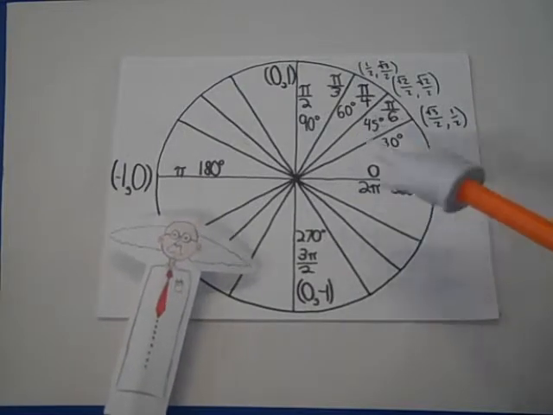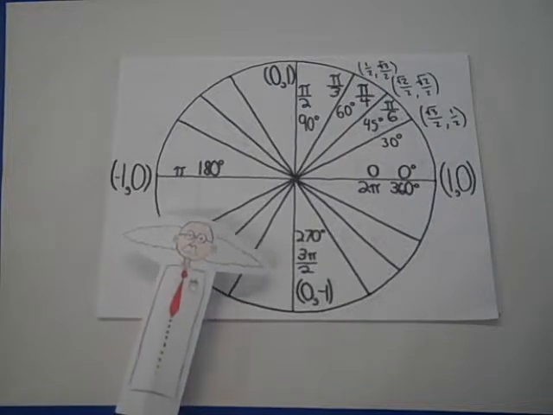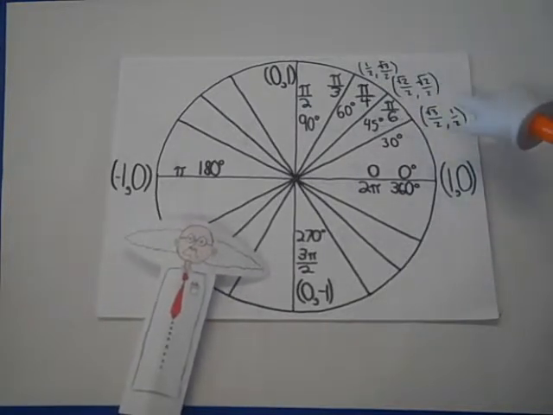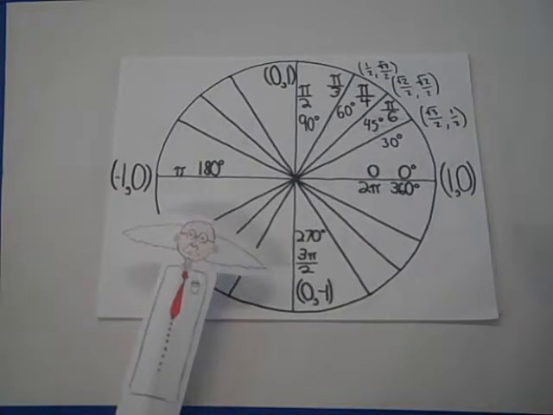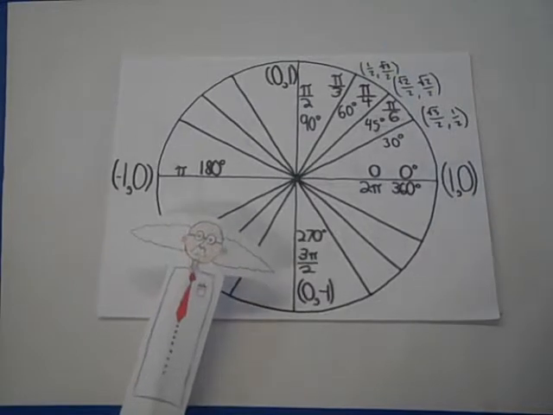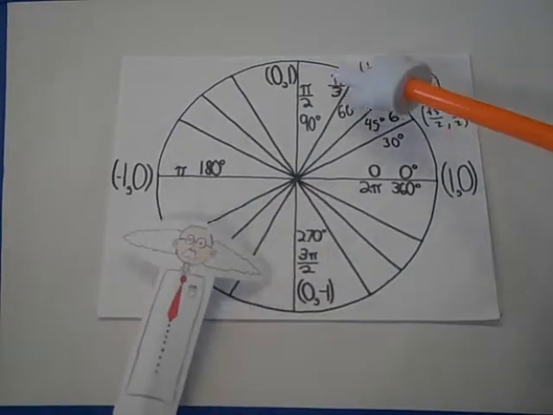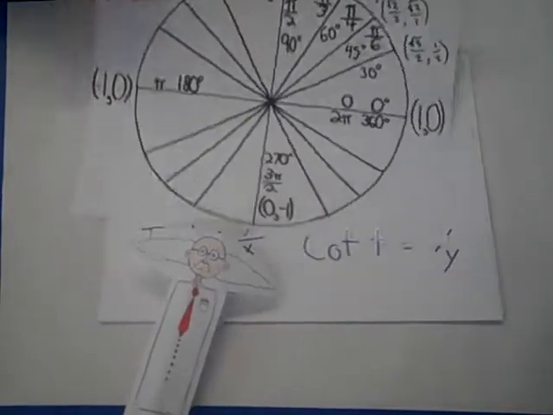Some of the key points on a unit circle are represented by pi over 6, which corresponds to 30 degrees and the coordinate (root 3 over 2, 1 half); pi over 4, which corresponds to 45 degrees and the coordinate (root 2 over 2, root 2 over 2); and pi over 3, which corresponds to 60 degrees and the coordinate (1 half, root 3 over 2).